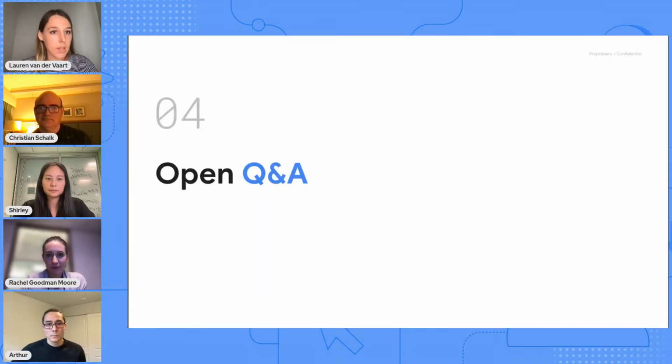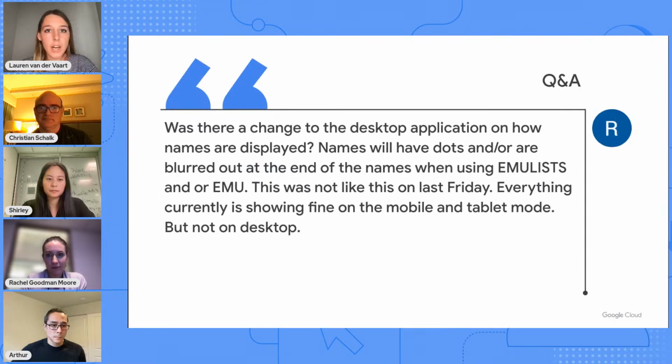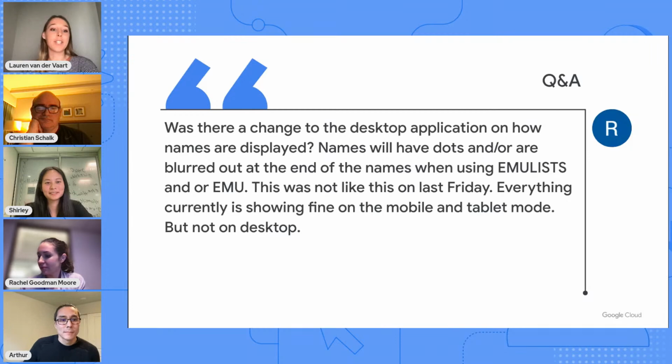Perfect. Okay, so we will go through some of the pre-submitted questions first. Was there a change to the desktop application on how names are displayed? Names will have dots and or are blurred out at the end of the names. This was not like this last Friday. Everything currently is showing fine on the mobile and tablet mode, but not on desktop.